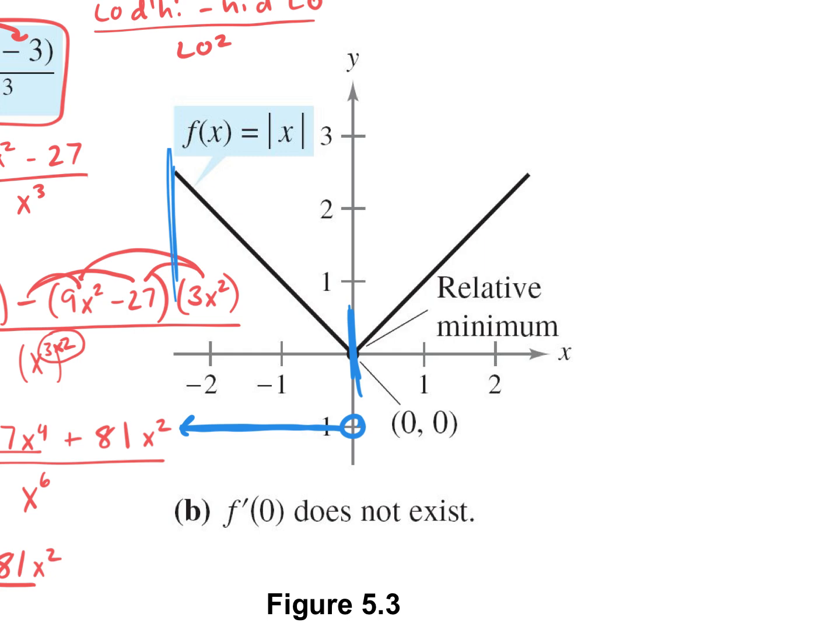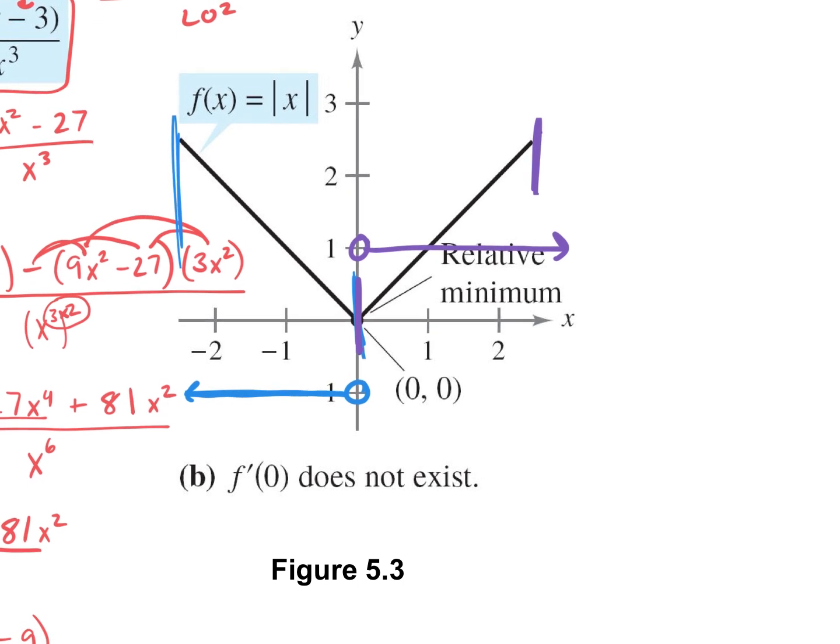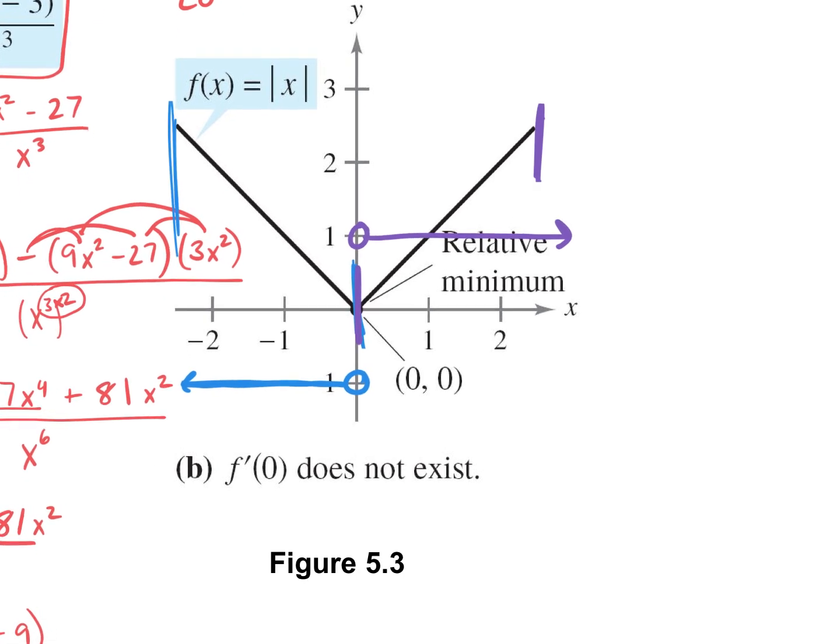From 0 to 3, what would our slope be? What's our slope? Positive 1. Perfect. So our graph of our slope would look like this. If I plugged in 0, what would our derivative at 0 be? Does not exist, because our graph approaches 2 different values at 0.